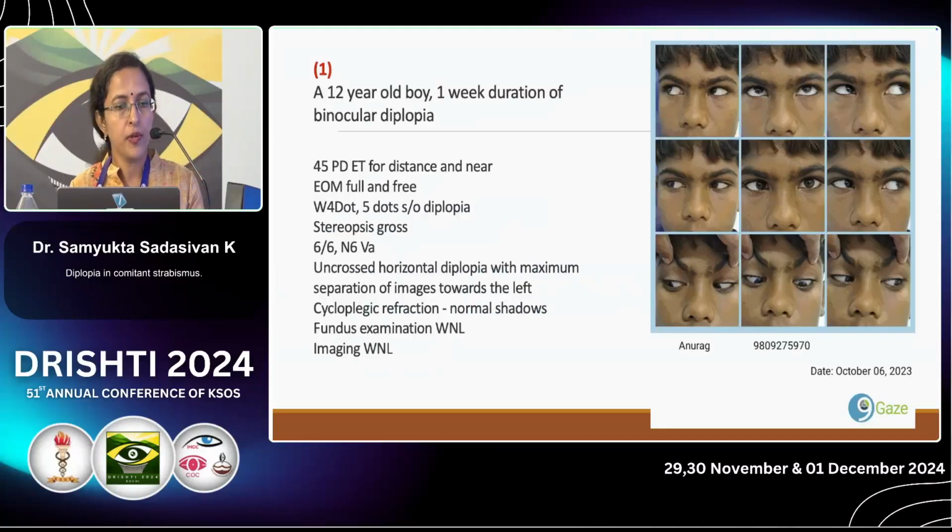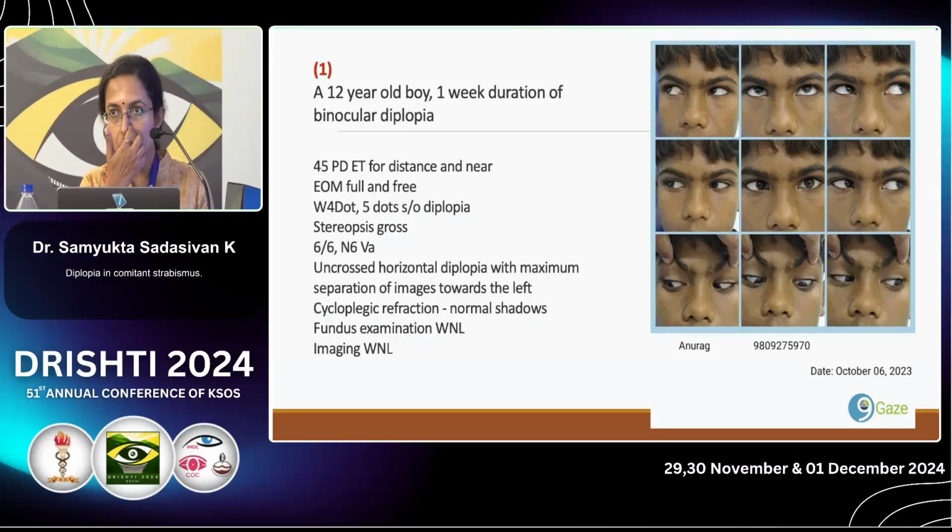So this was a 12-year-old boy who presented with a history of binocular diplopia of 1 week duration. There was no contributory family history or any precipitating event. His squint evaluation revealed 45 prism diopters of esotropia for both distance and near, alternating well, full extraocular movements. Worth 4-dot test revealed that the patient said he was seeing 5 dots, suggestive of binocular diplopia.